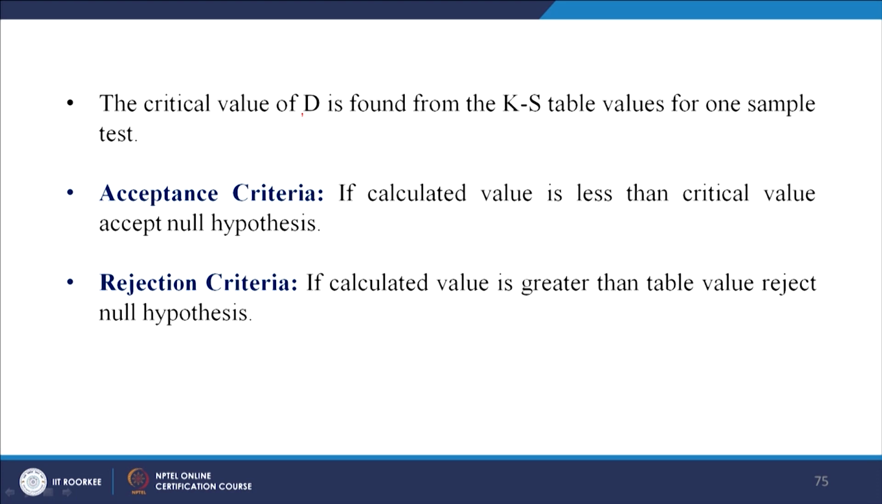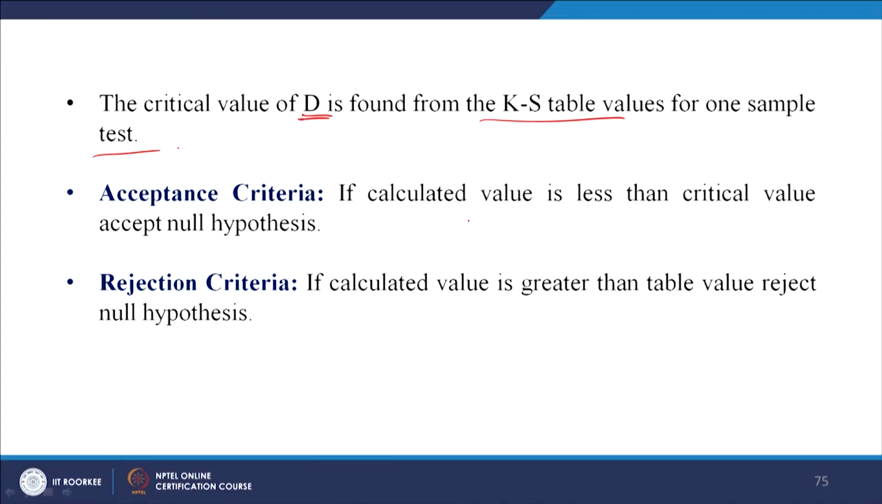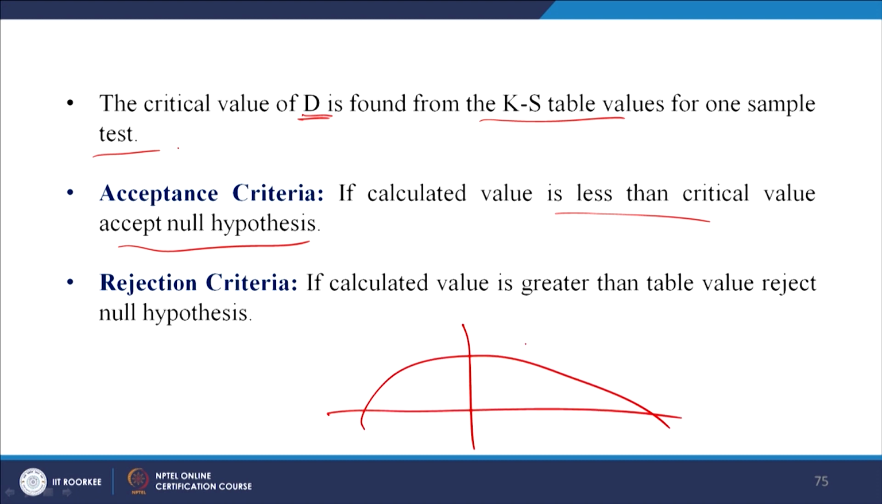The critical value of D is found from the KS table values for a one sample test, which we will see. The acceptance criterion is the same again: if the calculated value is more than the table value, it goes beyond the critical value, and we reject. If the calculated value is less than the critical value, we accept. If this is my table value and this is my calculated value going out, it is a rejection case, but if the calculated value falls here, then it is an acceptance case.